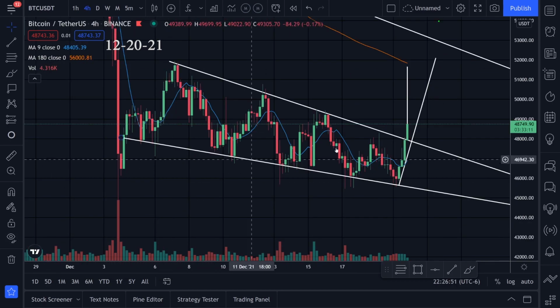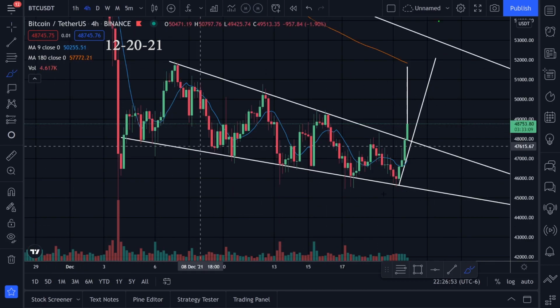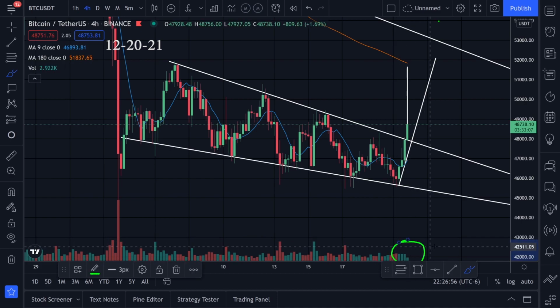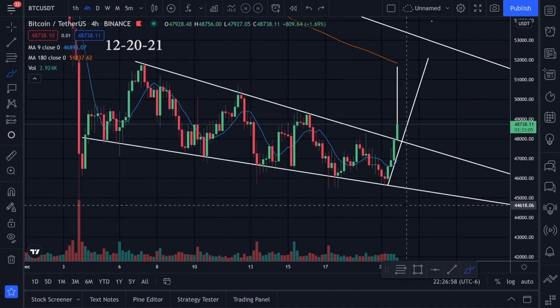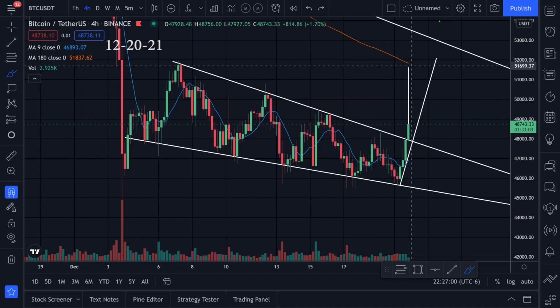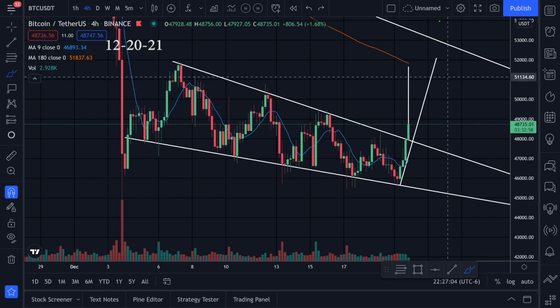Okay, so we're back on the Bitcoin on the 4-hour time frame. It'd be nice to see some bigger green volume candles, but we are getting some green candles. And what I'm looking at is that target of approximately 51,6, 67K, somewhere around there. Let's see if we can keep this momentum going to the upside.